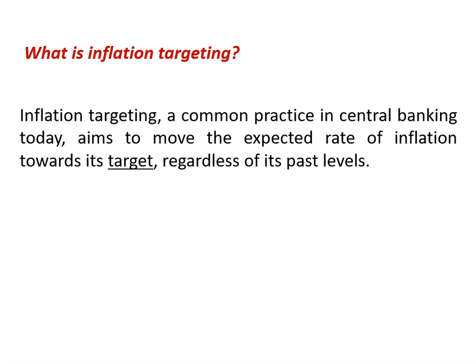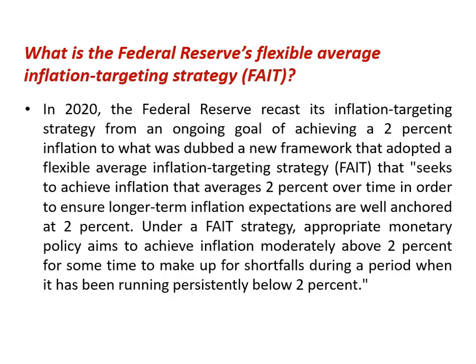Okay. How does the central bank achieve price stability? Well, this comes down to having an inflation goal or target. Inflation targeting, a common practice in central banking today, aims to move the expected rate of inflation towards its target, regardless of its past levels. The idea of a firm inflation target has evolved. Today, the Federal Reserve's inflation target is more flexible.